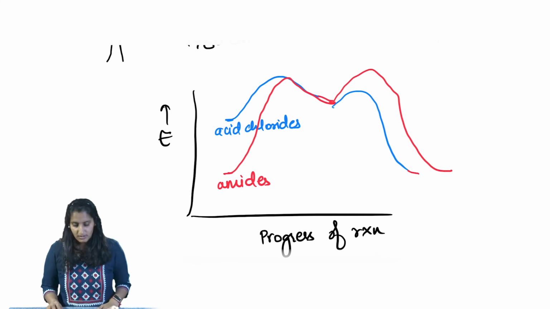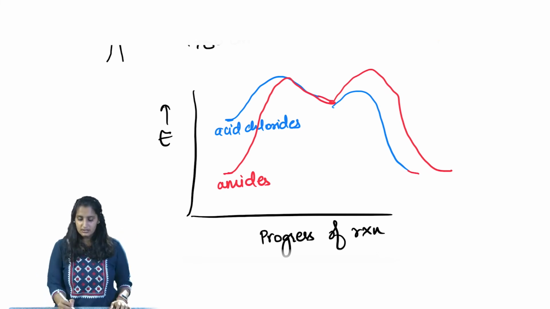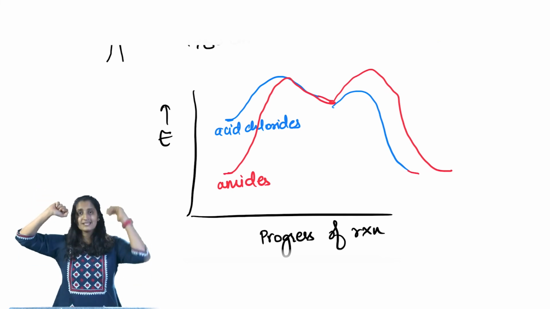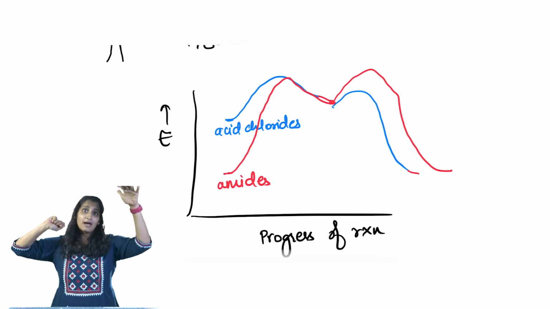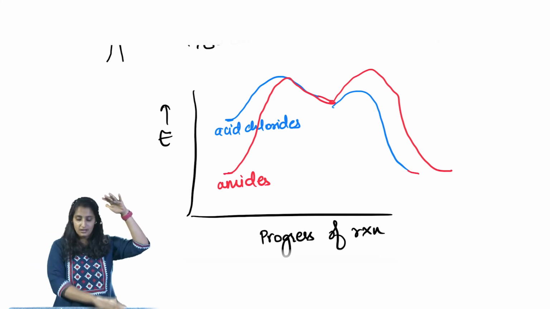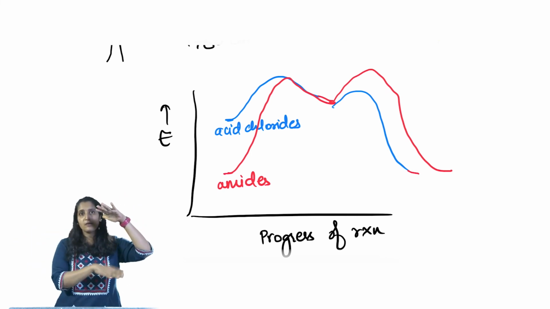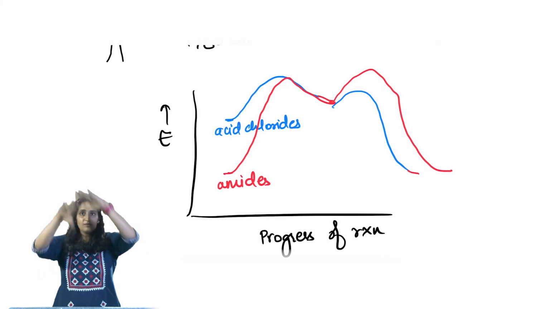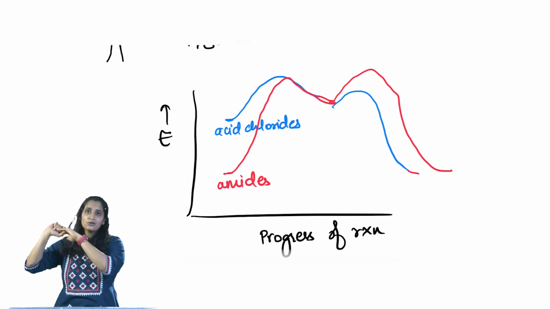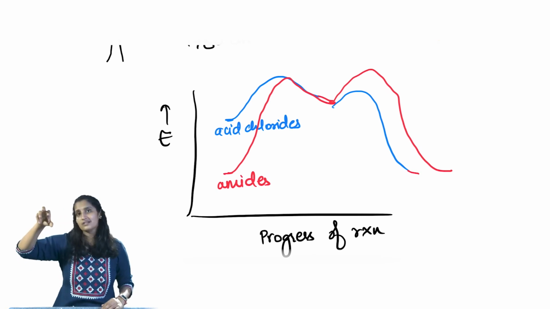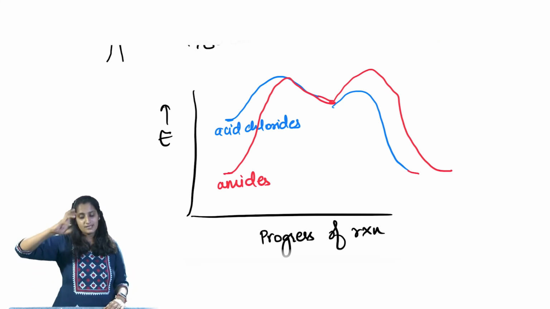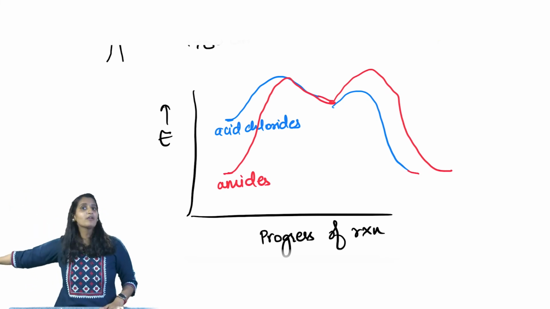To think about it this way, if both of them have to climb the same mountain, acid chlorides start from a base camp of the mountain, whereas amides start from ground level or sea level, and they both have to get to the mountain. Once they get to the mountain, acid chlorides are probably going to take a parachute and just jump down, whereas amides have to climb another mountain and then come down.